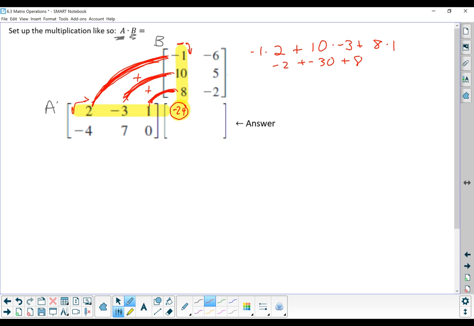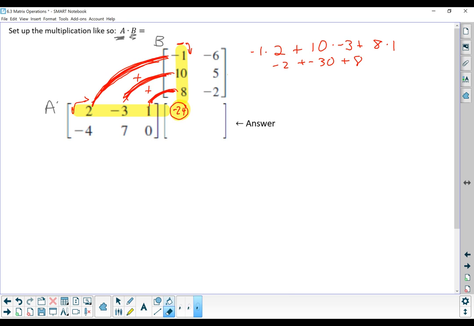24. I should get my calculator out and make sure. Sometimes my brain is so good at adding, and sometimes my brain is not. Negative 2 minus 30 plus 8. Negative 24. Okay, should trust myself. And so that was just the first element of our answer.